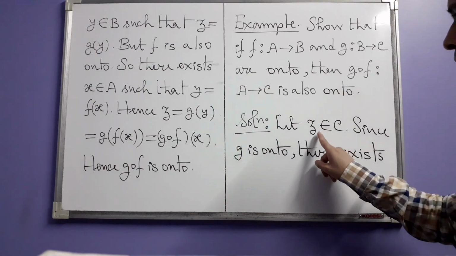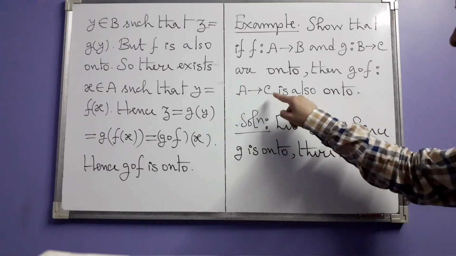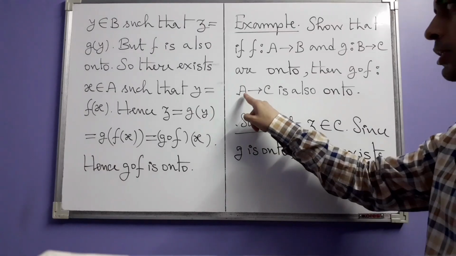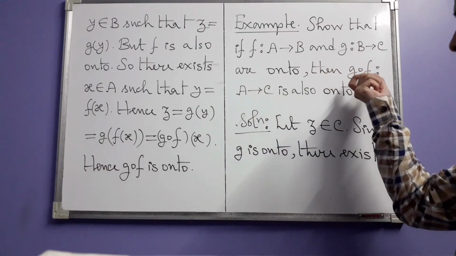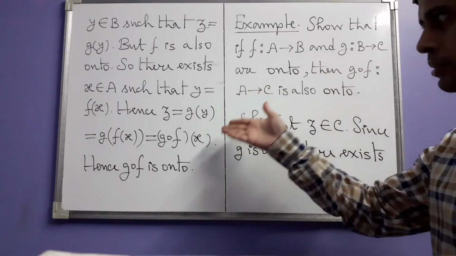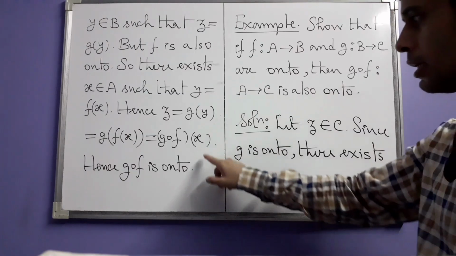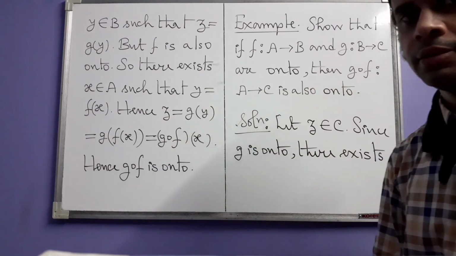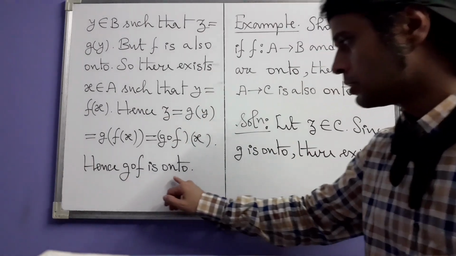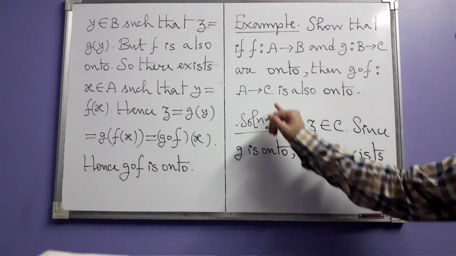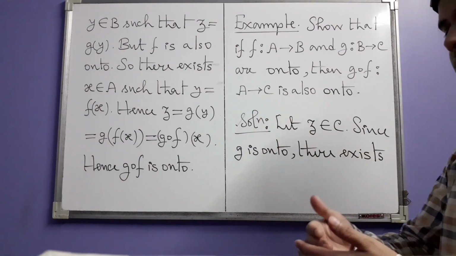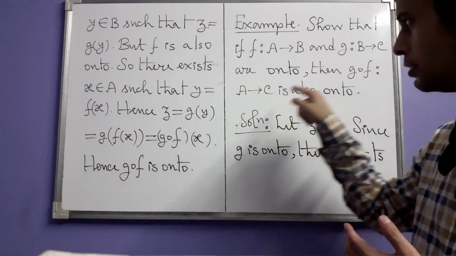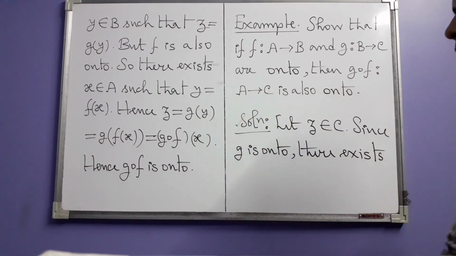Yes, you started by choosing any element z in C, which is the codomain of g composition f, and you wanted to find an element in A whose g composition f image will be this z, and that is what you have found exactly. That element is x, whose g composition f image is z, and that's why g composition f is onto, because every element in its codomain is appearing as the image of some element in the domain under this function, and that's it.